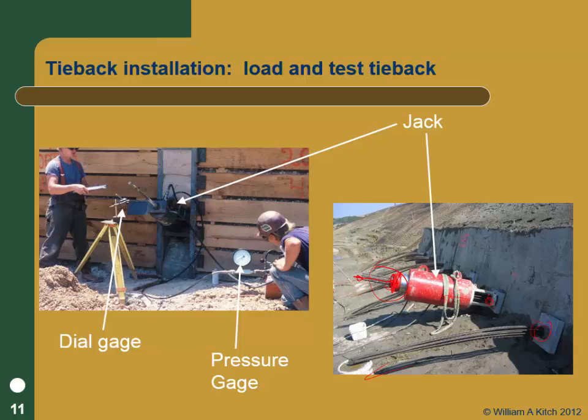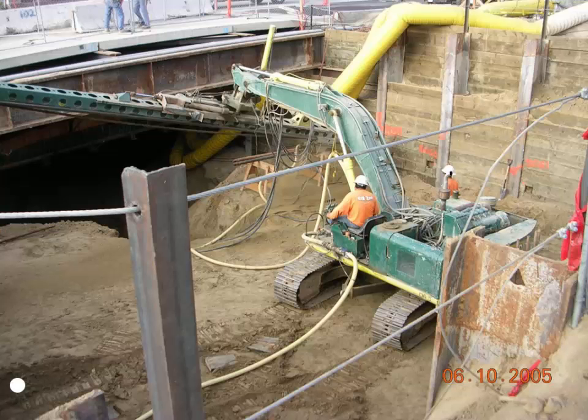But generally speaking, these are 100% tested in the field. They almost always test them all. So this is from the Gold Line extension, the Eastside Gold Line extension installation. This is for an H-pile wall, and you can see in the H-pile wall they've already made holes in their lagging for where the anchors are going to go in.